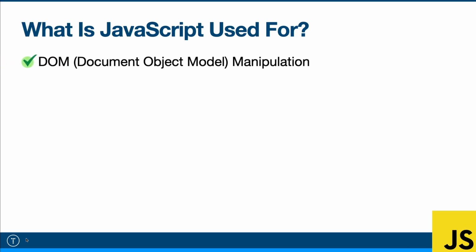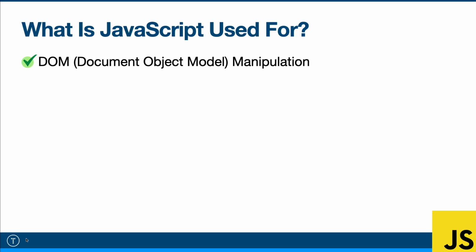So first off, it's used to manipulate the DOM, or the document object model. And I'll be going over the DOM in depth, but you can basically think of it as a tree-like structure of nodes, and everything on the page is a node, including every HTML tag, every attribute, every piece of text, and so on. So JavaScript provides methods for dynamically changing that structure, or changing the content or the styles of the elements in the DOM.